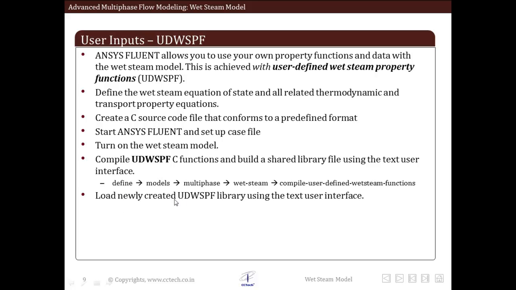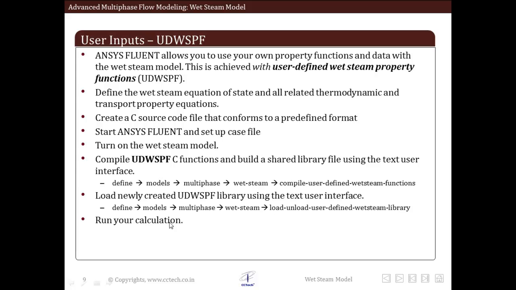Then we load the newly created UDWSPF library using the UI command Define, Models, Multiphase, Wet Stream, and then we type load unload user-defined wet stream library. Then we run our calculations. So this is the entire process of creating a UDWSPF and uploading it in order to define our own user-defined wet stream properties.